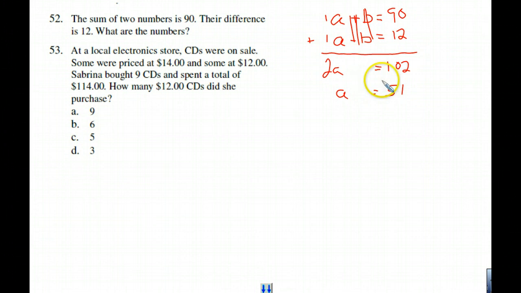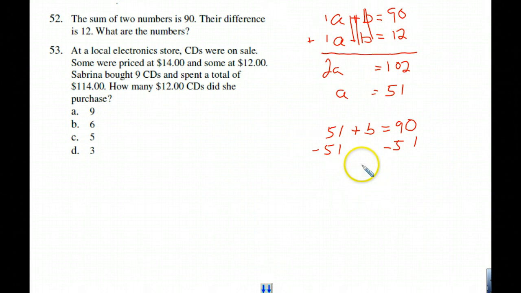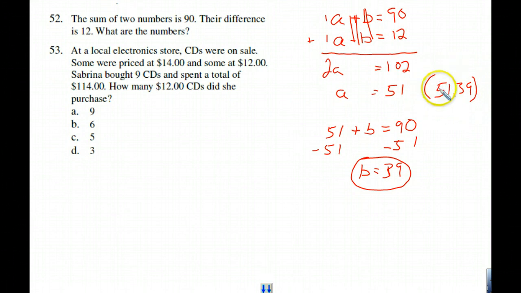We can plug it back into either equation to find out what b equals. So let's see here. 51 plus b equals 90. Subtract 51 on both sides, and we'll get b equals 39. So that's 51 and 39. We can verify by adding to see if it equals 90, and indeed if you do 51 minus 39, you do get 12.